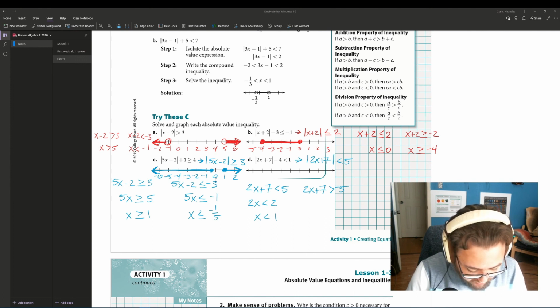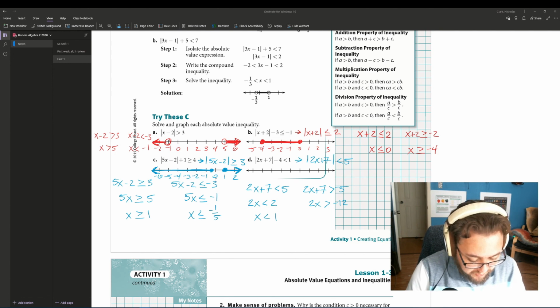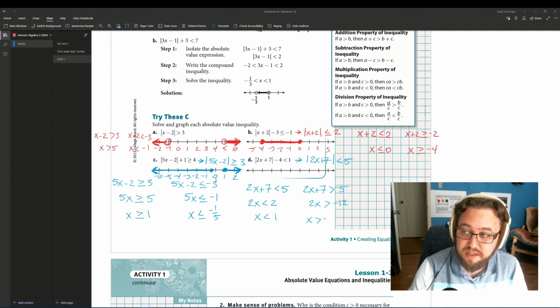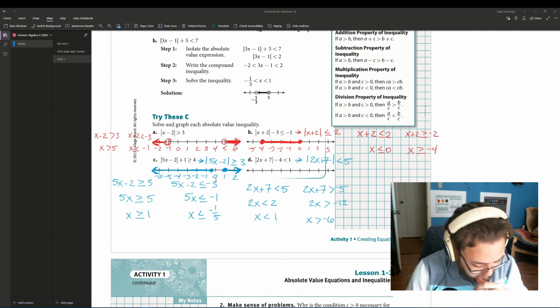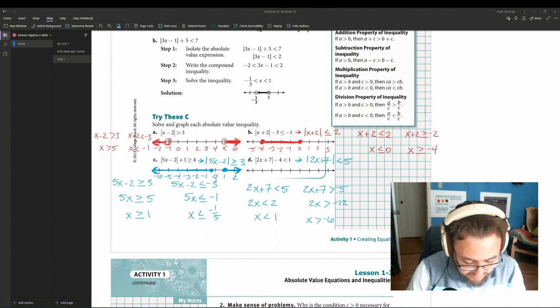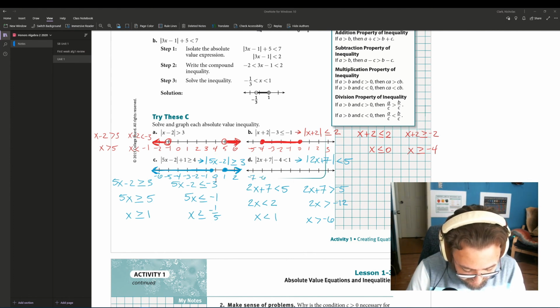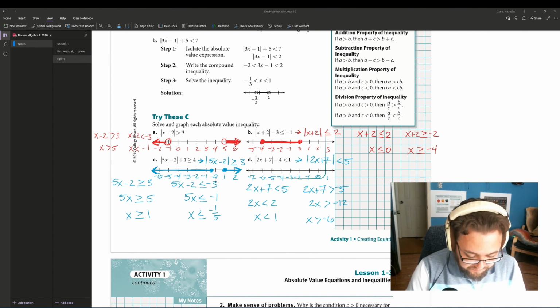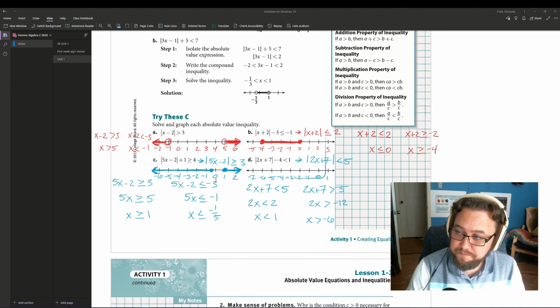We're going to do the same over here. Subtract the 7 from both sides, and we get that 2x is greater than negative 12, which we divide by 2, and we get that x is greater than negative 6. Easy enough. So let's say negative 7, negative 6, negative 5, negative 4, negative 3, negative 2, negative 1, 0, 1. My goodness. That hardly even fits on that graph, doesn't it?